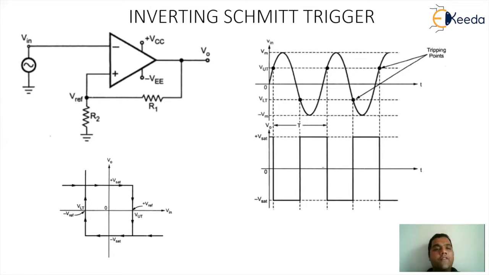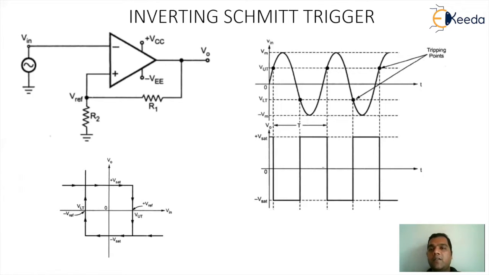So how do we get the reference voltage? Because the output of the op-amp will be either plus Vsat or minus Vsat. So automatically when the output is plus Vsat, the reference voltage will be Vsat into R2 divided by R1 plus R2. And when the output is minus Vsat, the reference voltage will be defined as minus of Vsat into R2 by R1 plus R2. So this is what we mean by the upper threshold and the lower threshold.